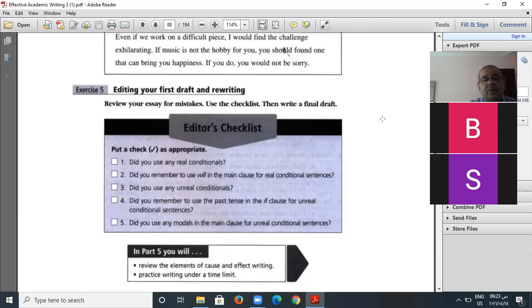Another question says: did you use any unreal conditionals? If you used them, you say yes. Then we ask the second question: did you remember to use the past tense in the if clause for unreal conditionals? Again, to be sure that you used the simple past in the if clause, and would, may, might or could in the main clause.